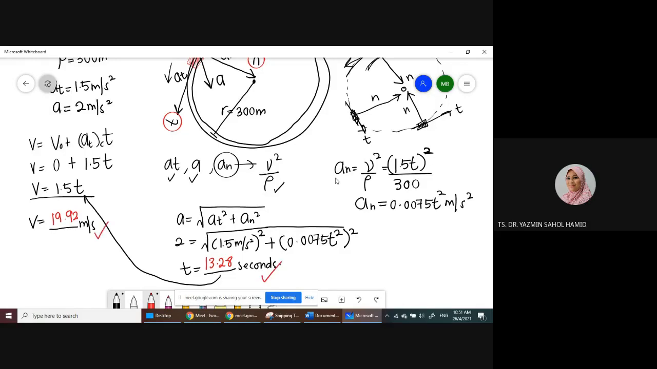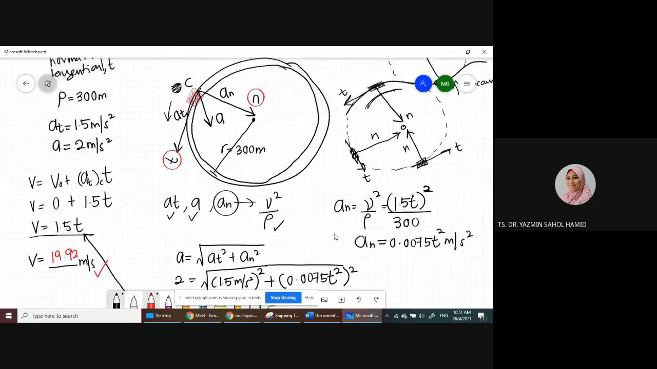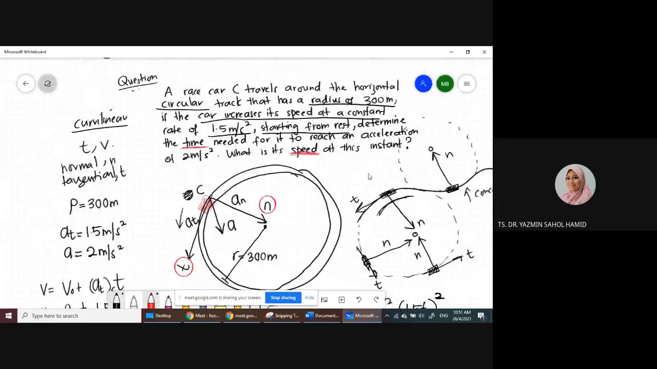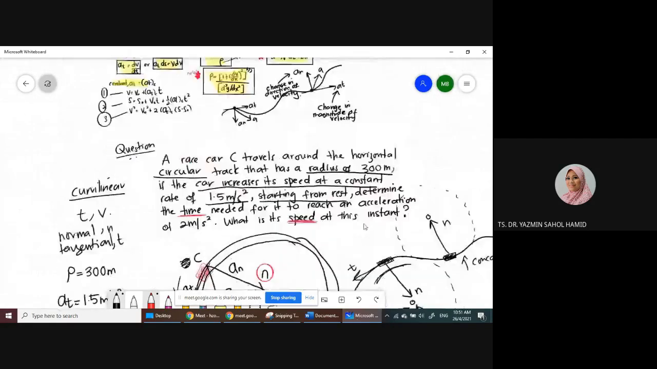So what you need to remember is the velocity will always be tangent to the path, and the acceleration will always be directed within the curvature of the path. As long as you know those two things, and you know all these related formulas at the top here, you can solve the problem.